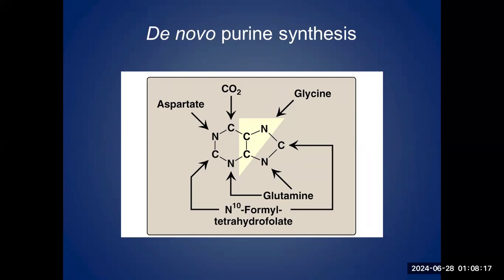And you can see right here carbon number 4, 5 and nitrogen number 7 are contributed by glycine. So it is very important to remember which molecule is contributing the different atoms of the purine ring.